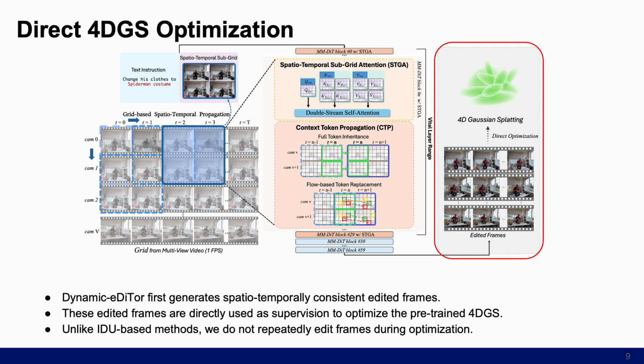After generating edited frames, we directly optimize the pre-trained 4D Gaussian splatting representation using these frames as supervision. The key point is that our edited frames are already consistent across views and time because of STGA and CTP. Therefore, we do not need to rely on iterative dataset update, where frames are repeatedly edited during optimization. Instead, consistent edited frames provide reliable supervision, leading to stable edited 4D rendering.